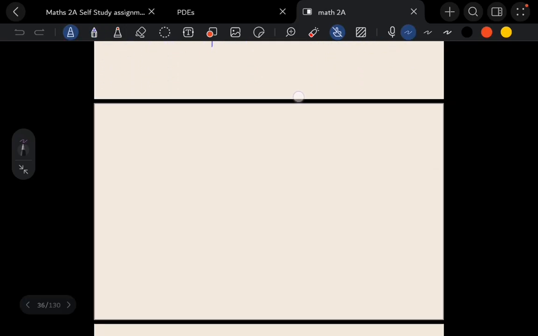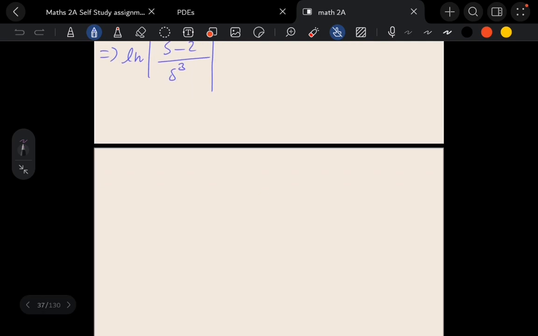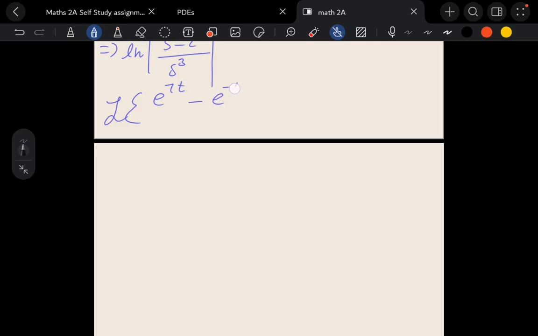Right, let us do another example. I would love us to do a lot of examples in this theorem. I don't care that it's going to be more minutes, but let's just do the Laplace transform of e to the power 7t minus e to the power negative 4t, all divided by t.